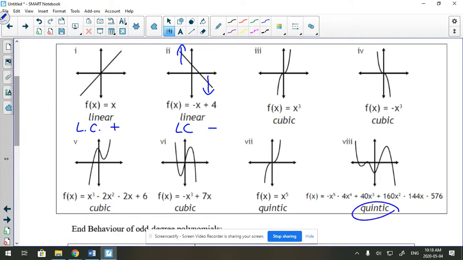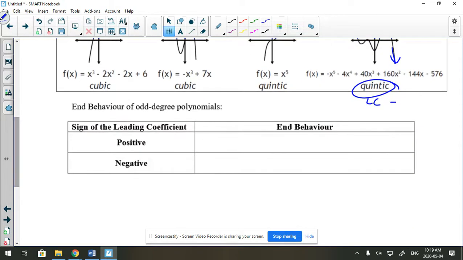Even this one here, your leading coefficient is negative. So you can see it starts pointing up, ends pointing down whenever it has a negative leading coefficient and it's odd degree. So then we just need to summarize that in the chart below. So if it's positive, we know it's starting pointing down, ending pointing up. And if it's a negative leading coefficient, it's starting pointing up, ending pointing down. And if you use your quadrants, we're going to say starts in quadrant 3, ends in quadrant 1.